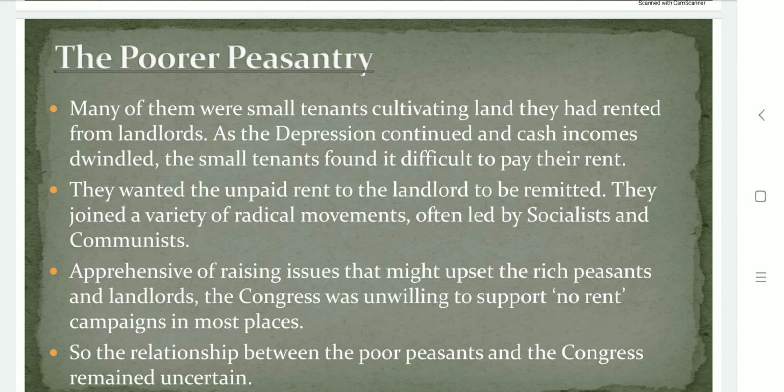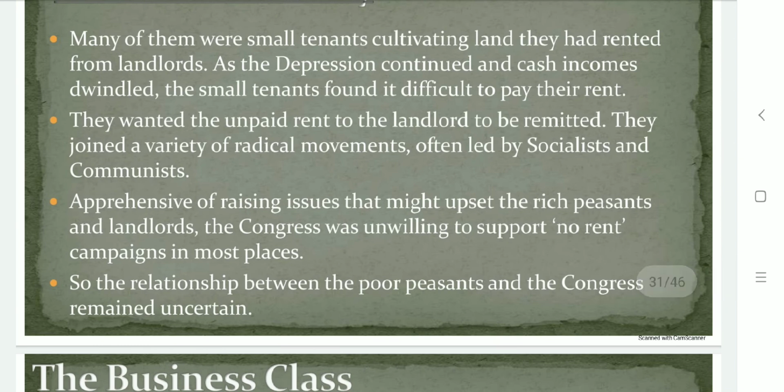They joined a variety of radical movements, often led by socialists and communists, apprehensive of raising issues that might upset rich peasants and landlords. Congress was unwilling to support no rent campaigns of small tenants or peasants or farmers. Therefore, the relationship between Congress and poor peasants was quite uncertain, and poor peasants were not willing to participate in the civil disobedience movement.